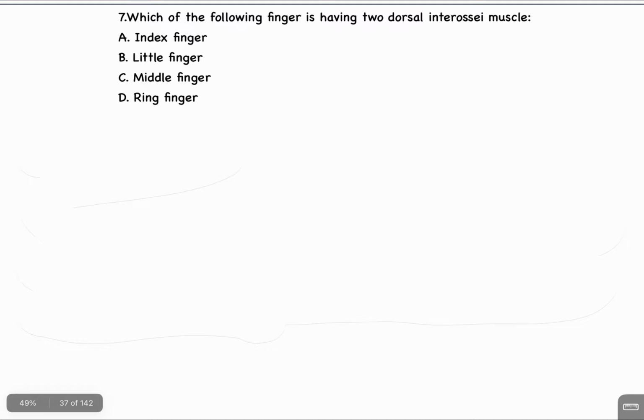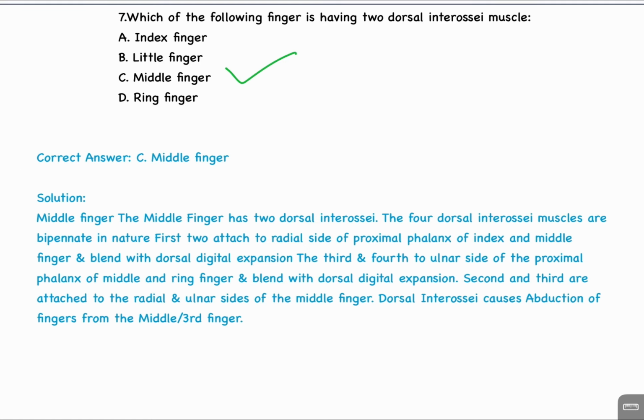Question number 7. Which of the following fingers has two dorsal interossei muscles? A. Index finger. B. Little finger. C. Middle finger. D. Ring finger. Answer is C. Middle finger. The middle finger has two dorsal interossei.